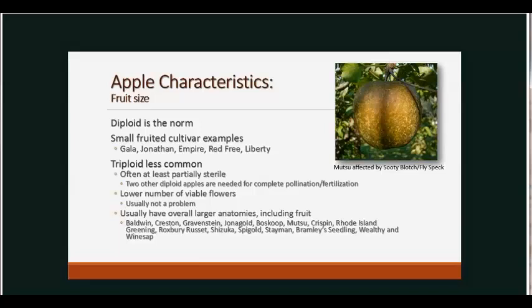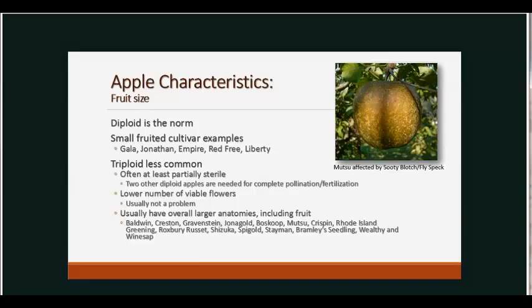So when we're looking at those types, I have a list. Probably the most famous or the most well-known out of that group would be Mutsu, which is also known as Crispin. I didn't have a nice clean picture. I took a picture of a beautiful Mutsu, but it is infected by sooty blotch and fly speck. So a good Mutsu would not have that on there usually. But you can see some of the other cultivars that are triploid, and these have a tendency to be overall larger anatomy, but in particular the fruit.